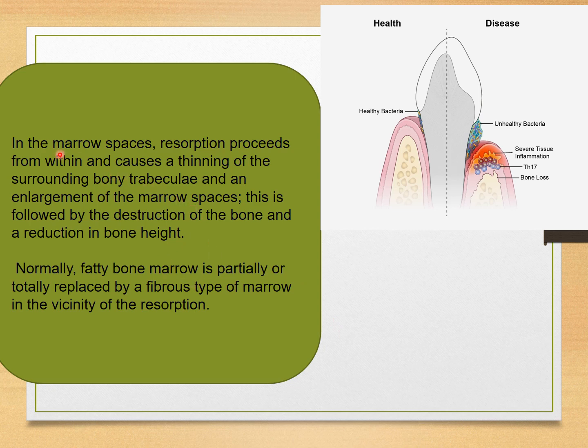How it happens is that in narrow spaces, this resorption proceeds from within and causes a thinning of the surrounding bony trabeculae and an enlargement of the marrow spaces. This is followed by the destruction of bone and the reduction in bone height. Normally, fatty bone marrow is partially or totally replaced by a fibrous type of marrow in the vicinity of resorption.